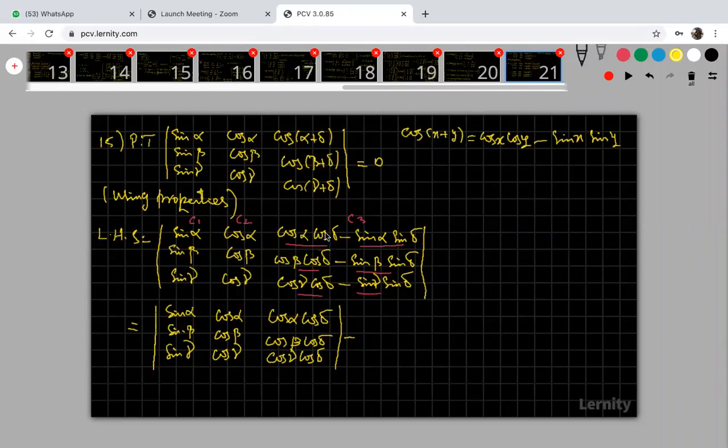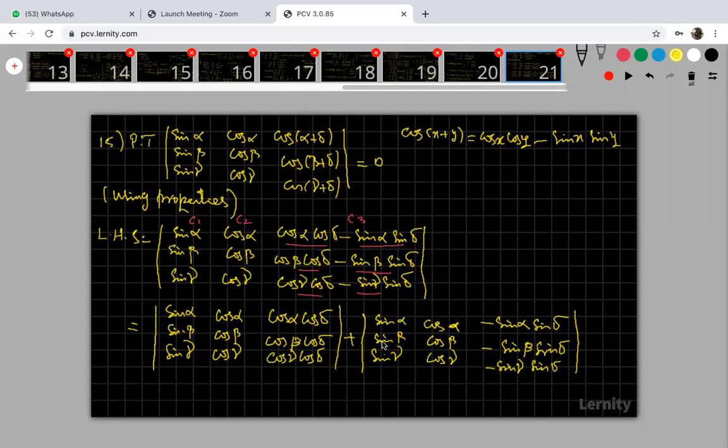So now look at that. I'm applying property 5. I'm going to take this as one determinant and this as another. This is one column: sin alpha, sin beta, sin gamma. This is cos alpha, cos beta, cos gamma. And here minus sin alpha sin delta, minus sin beta sin delta, minus sin gamma sin delta.